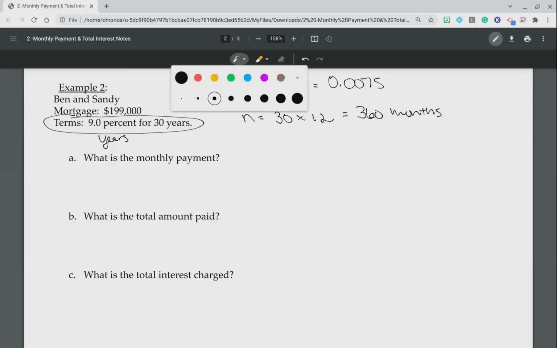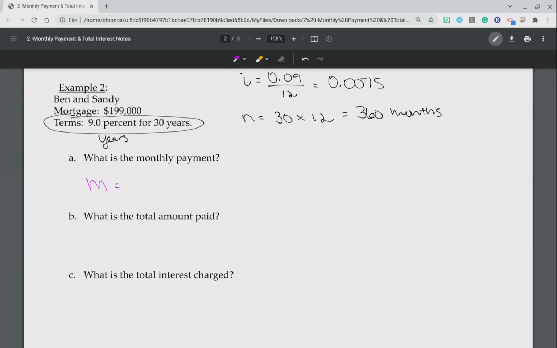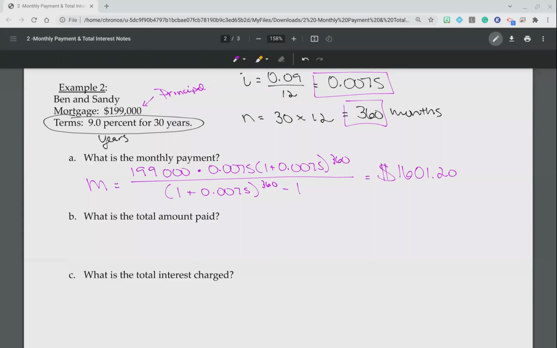All right, so I would like you to go ahead and find your monthly payment. Remember, this is our principal. This is our I, and this is our N, and you're just going to plug that into the equation. All right, you should have gotten $1,601.20. So check your formula with mine. And then again, try typing it in your calculator and see if you're getting the same thing. If not, then make sure you're calling us over so we can figure out how your calculator is working differently.